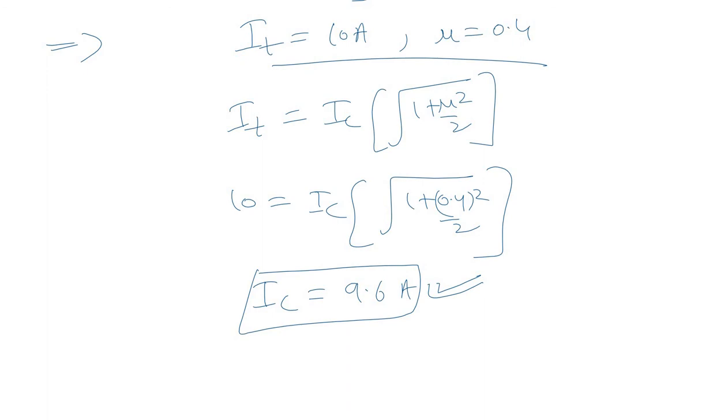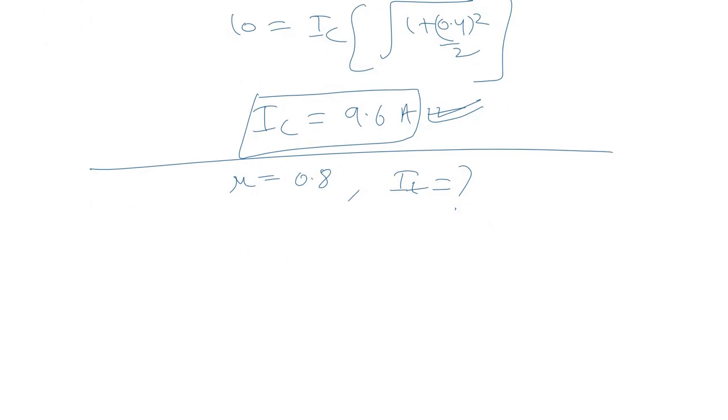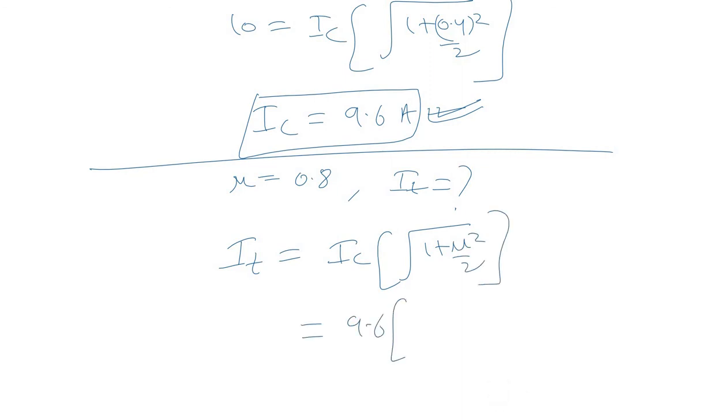Now comes the second case where the modulation index is 0.8, and we need to find out IT. IC we have already derived, so with the help of the given and the derived information we can find out IT, which is IC into square root of 1 plus mu square by 2. So IC is 9.6 into square root of 1 plus 0.8 square by 2, and it comes out to be 11.05 ampere. This is IT.